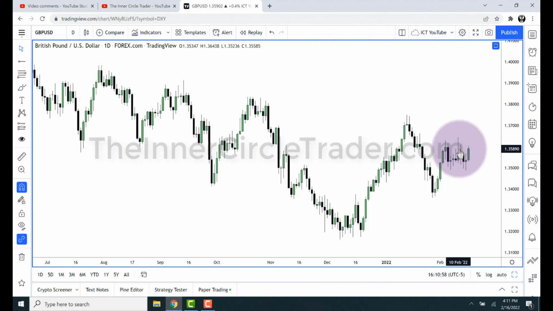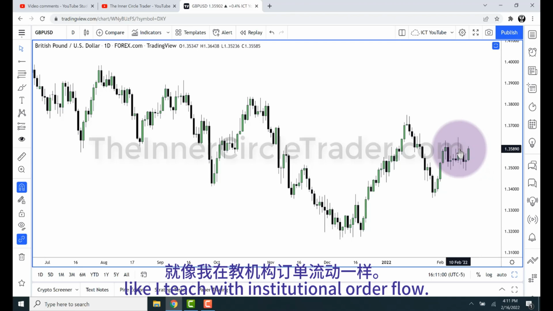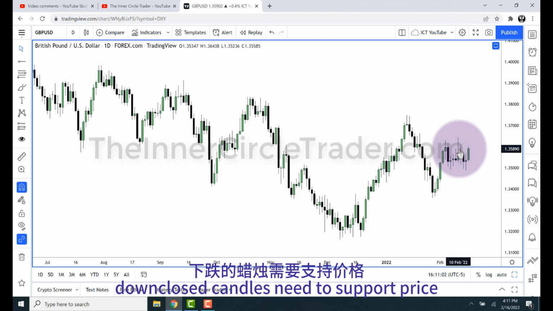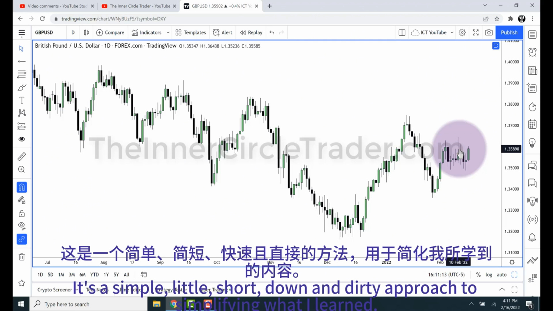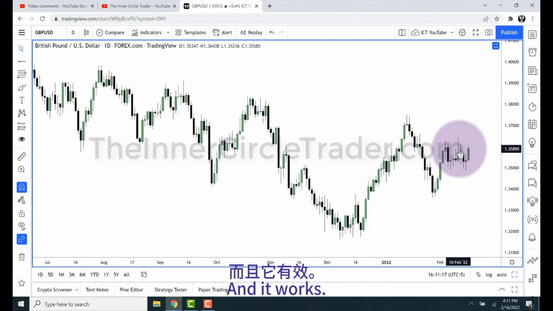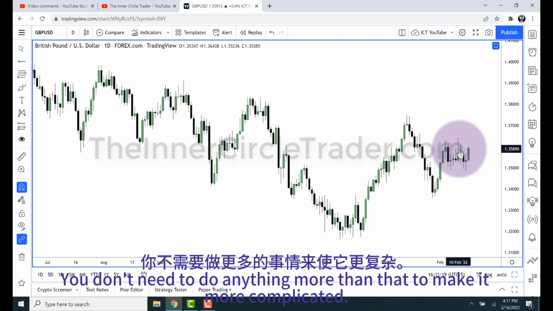Remember, like I teach with institutional order flow, if you're bullish, down-close candles need to support price and bearish order blocks need to be broken to the upside. That's how you validate order flow. It's a simple little short, down and dirty approach to simplifying what I learned, and it works. You don't need to do anything more than that to make it more complicated.